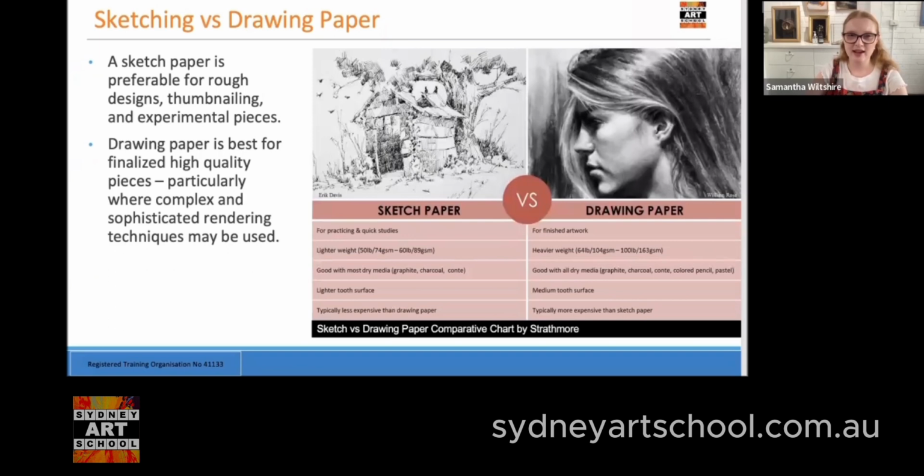Sketch paper tends to have a lighter tooth, whereas drawing paper will have a bit more of a texture. It will have a medium tooth surface. And then sketch paper, of course, is a little bit less expensive, whereas for drawing paper, you're hoping to go for a higher quality, and you will end up paying most of the time a little bit more for that.